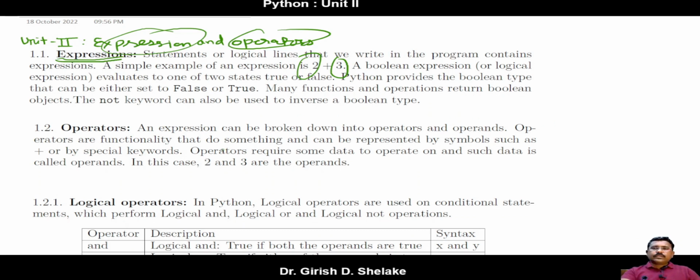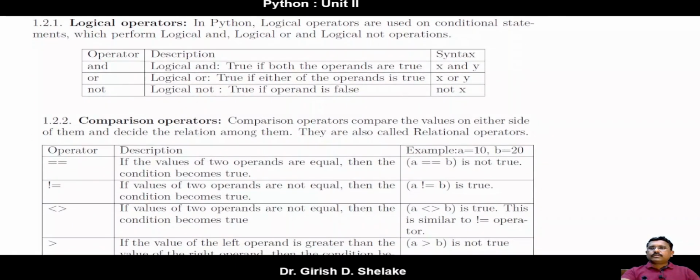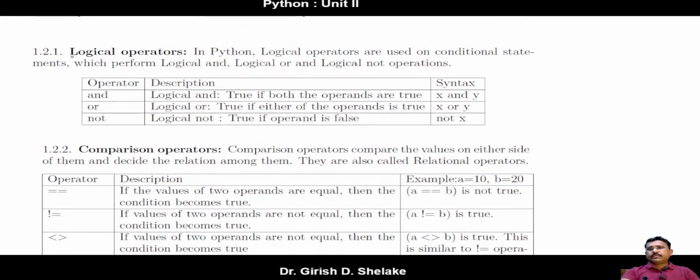Particularly when we consider operators, there are a number of operators. The first one we classify is the logical operator. In Python, logical operators are used on conditional statements, and they perform the logical and, or, and not operations. The and operator returns true if both operands are true. If x and y are true, then it returns true, otherwise it returns false.